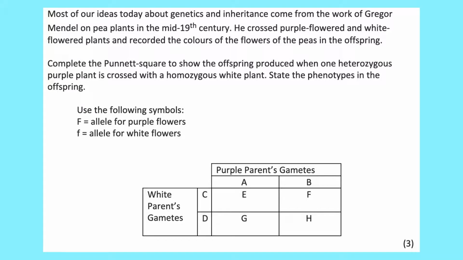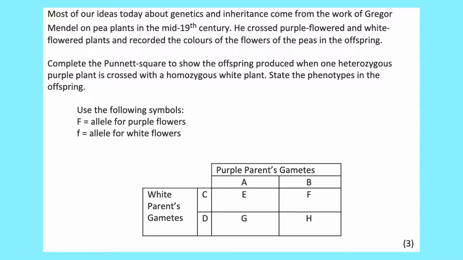Most of our ideas today about genetics and inheritance come from the work of Gregor Mendel on pea plants in the mid-19th century. He crossed purple-flowered and white-flowered plants and recorded the colours of the flowers of the peas in the offspring. Complete the Punnett square to show the offspring produced when one heterozygous purple plant is crossed with a homozygous white plant. State the phenotypes in the offspring.